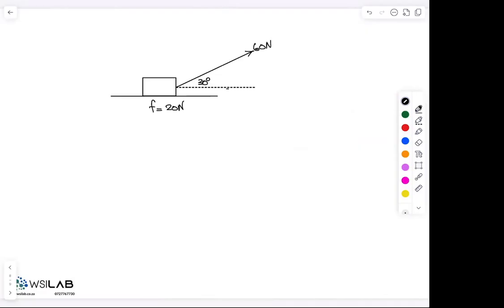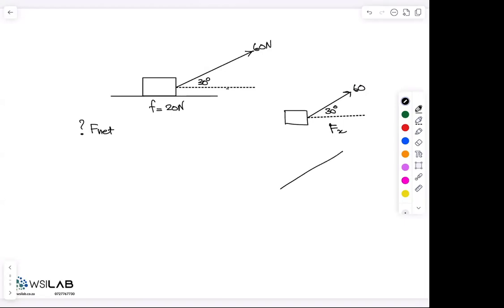Good. Now we have a problem, because I can't use 60 minus 20, because the 60 isn't parallel to the surface. So I have to do the following. Look at this. There's the block, and there's the 60 newtons. So I need to get this component here. It's called Fx, or the force X component, X simply because it's on the X axis. So can we apply trigonometry in this? Yes, very good.